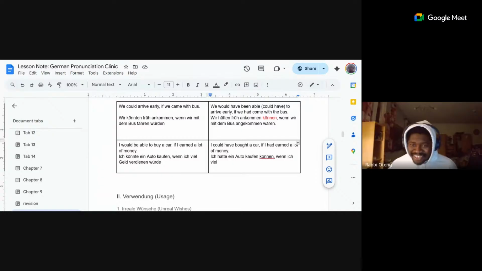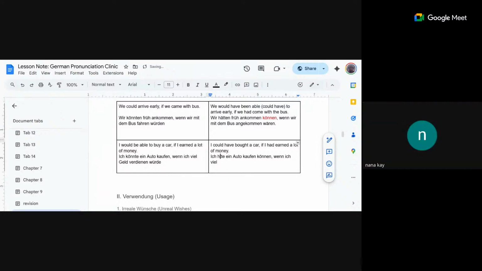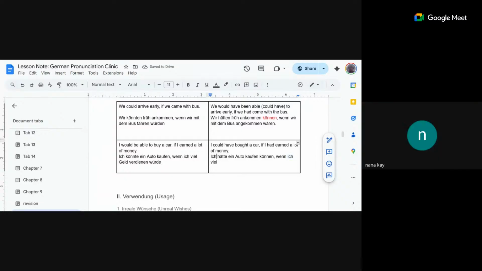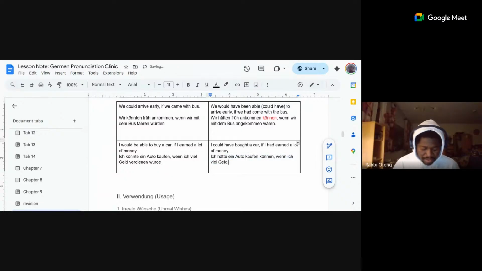Wenn ich viel Geld verdient hätte. Hätte, not hätte, because the pronoun is ich. With the past tense and other verbs, it's just like ich habe verdient, I've had a lot of money, ich habe viel Geld verdient. So just change the haben to hätte. Then keep your participle zwei, which is the verdient.